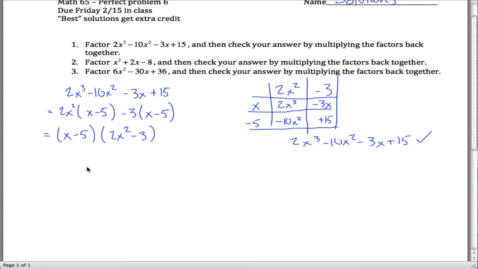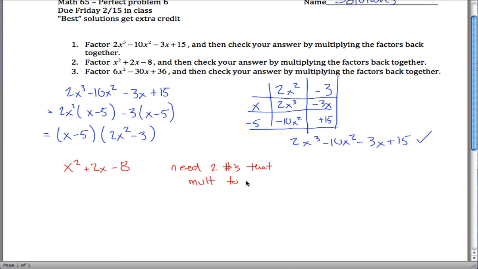Alright, let's do the second one. Factor x squared plus 2x minus 8. The way we can do that is we need two numbers that multiply to negative 8, whatever our constant term is, and add to positive 2. And the way I figure that out is I write all the positive integer factors of 8. 1 times 8 equals 8, 2 times 4 equals 8, and that's all of them.